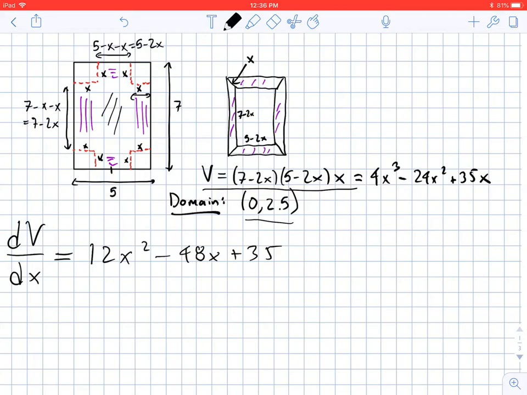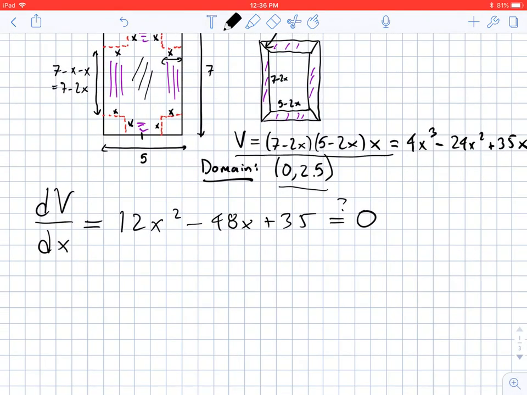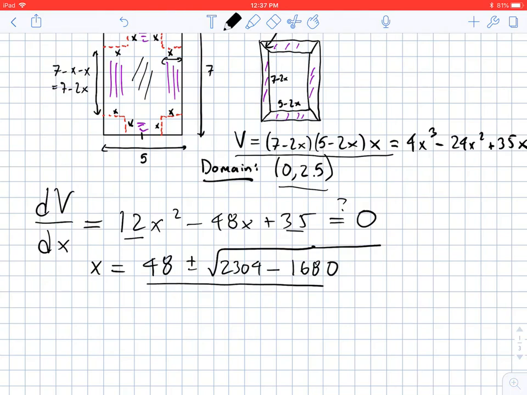All right, so that's the derivative, but we want to know, when does the derivative equal 0? Since this is a quadratic, we could immediately plug this into the quadratic formula. We do that, we get x is equal to 48 plus or minus the square root of 48 squared, which is 2304, minus 4 times 35 times 12. So 4 times 35 is 140, times 12 is 1680, and then we divide by twice 12, which is 24.